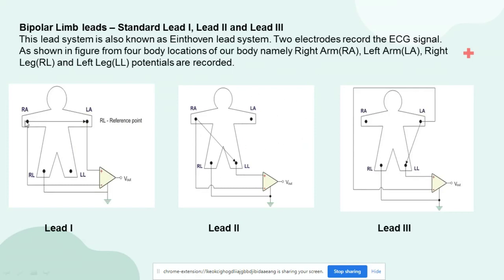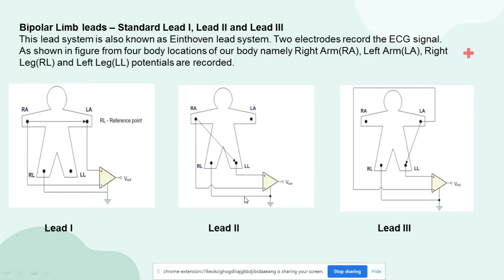So in lead 1, we connect the left arm to the positive terminal of the operational amplifier, the right arm to the negative terminal of the operational amplifier, and the right leg connected to the ground. The same is connected to the display device. We will observe what type of waveform is recorded in the ECG recording setup.